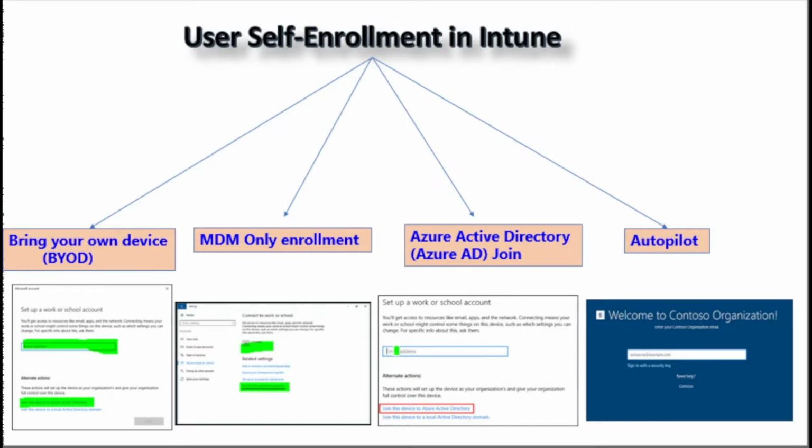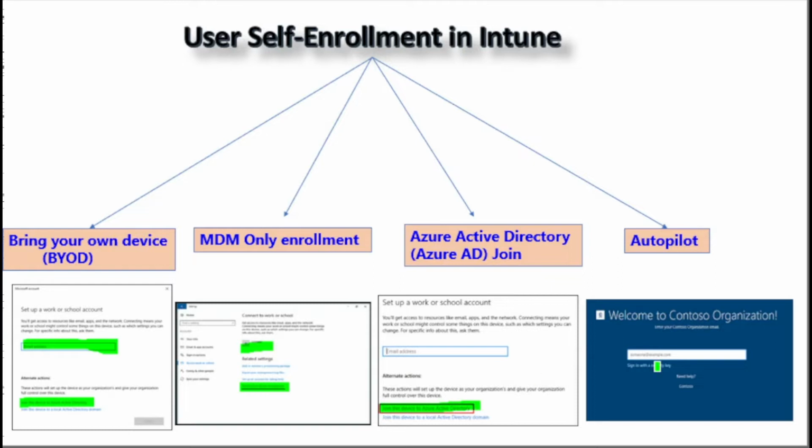The third option is the Azure Active Directory join, in which the user needs to go to Access work or school, and then join the device to the Azure AD directory, in which again the machine is going to join Azure AD. And if the user is allowed to enroll their device in Intune, it's going to automatically enroll.